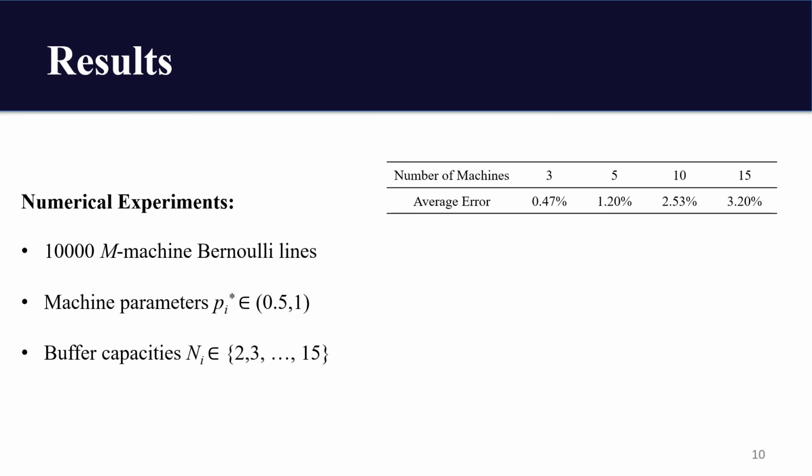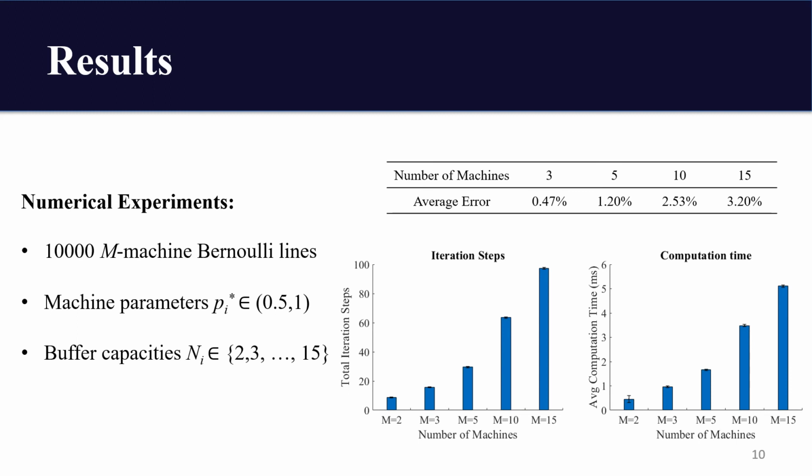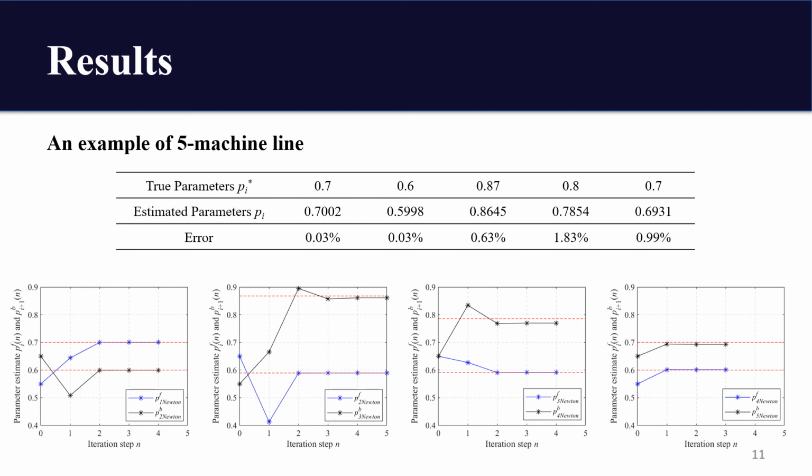Besides, the overall computational burden of the algorithm is fairly light. Even for a 15-machine line with nearly 100 iteration steps, the average computational time is only 5.2 milliseconds. Here is an example of a 5-machine line. Most of the errors are less than 1%, and only the error of P4 is less than 2%. All of them converge in fewer than 5 iteration steps.